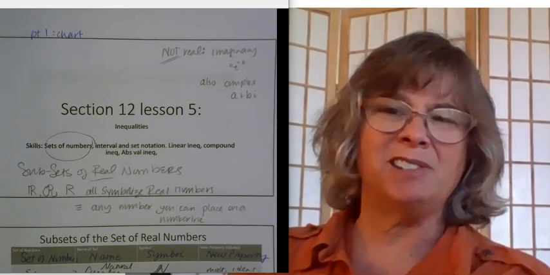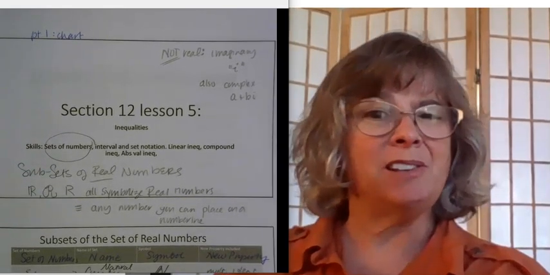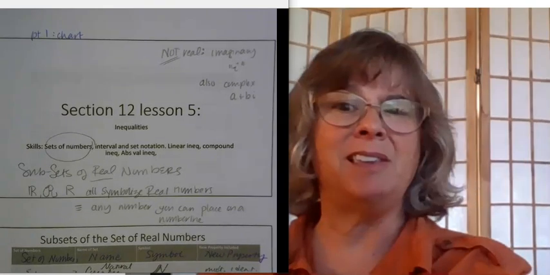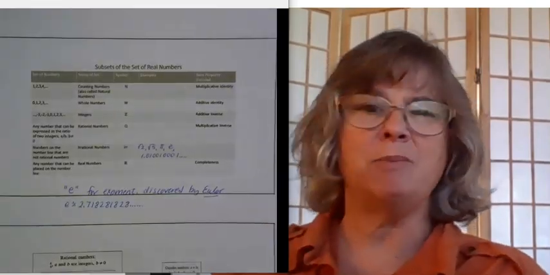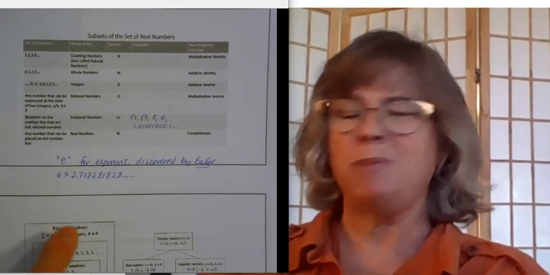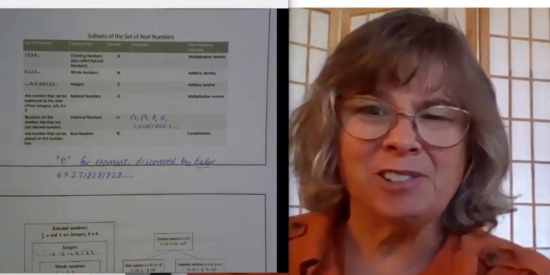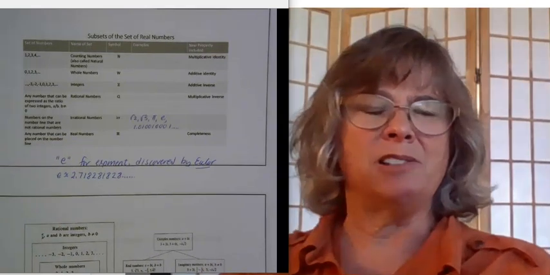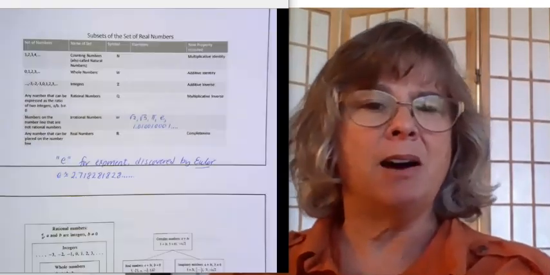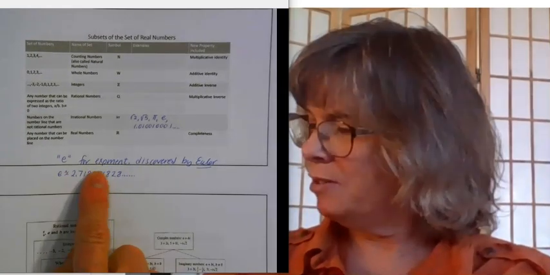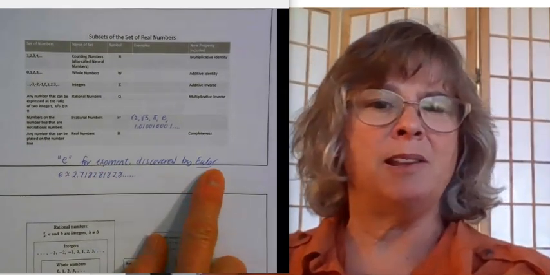So what I was just saying at the end was there's a number in your future called E. Just like pi, it's a non-terminating, non-repeating decimal. And if you notice, the next page has the chart all filled out for you. So I think that the process of writing it out is really important. And I've listed the irrational numbers here. E stands for exponent.